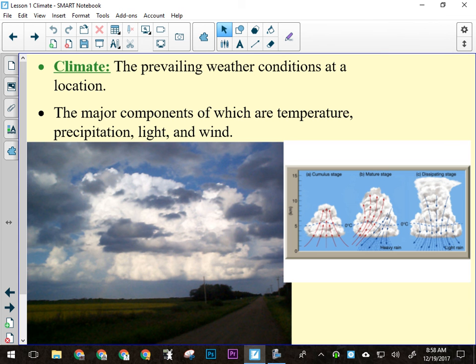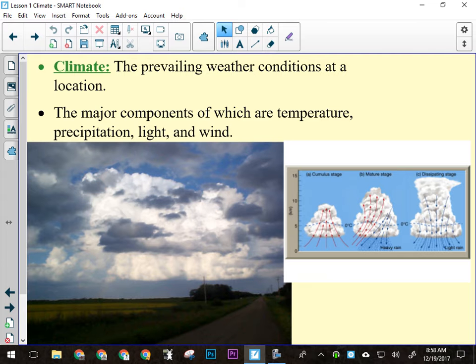So yesterday we left off here, and we were talking about how a thunderstorm forms and how that's an interaction of the four components of climate. We have to have the right temperature conditions, the right wind conditions, the right light conditions, okay? And of course that's going to produce precipitation in the form of either heavy rain or hail or whatever, that can come from that type of situation. So this is an interaction of a lot of the different components of climate.